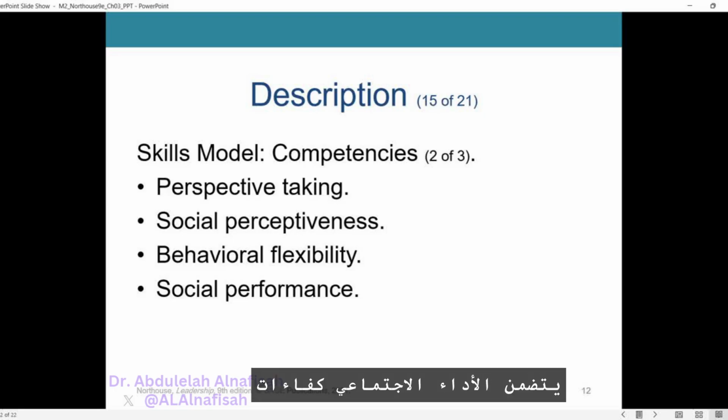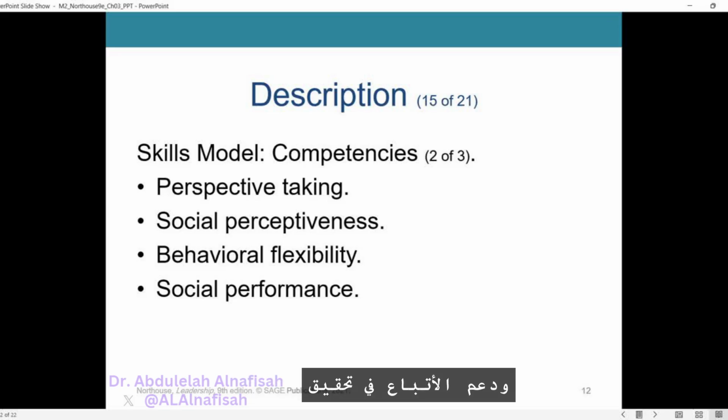Social performance includes critical leadership competencies such as persuasion, conflict resolution, and coaching. Leaders must effectively communicate their vision, mediate conflicts, and support followers in achieving organizational goals.